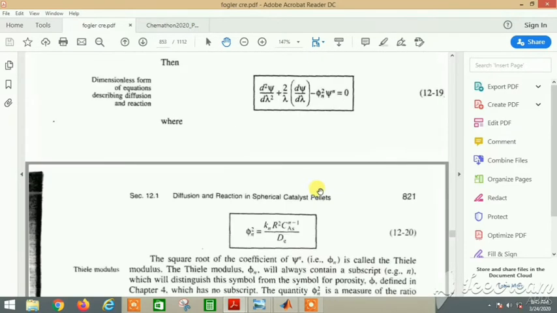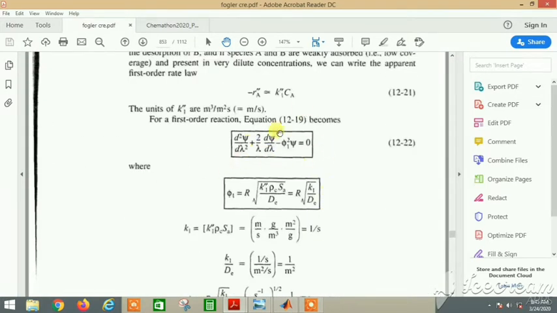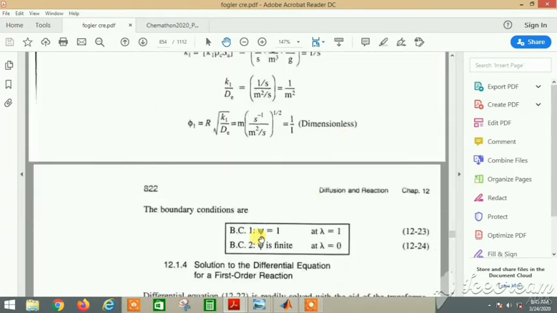So our equation comes out somewhat like this, but for a first order reaction it is this equation, with boundary conditions that psi is 1 at lambda equal to 1 and psi is finite at lambda equal to 0. Lambda is small r by capital R, and psi is Ca by Cas. At the outer surface, when lambda is 1, that means small r is equal to capital R. So at the outer surface of the sphere, the concentration Ca is Cas because psi is 1.